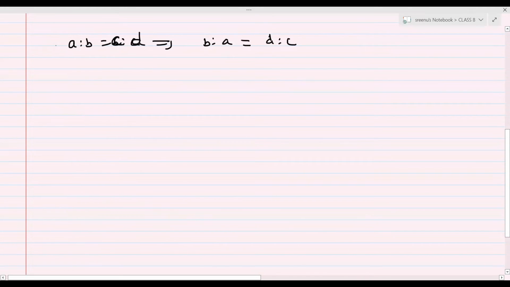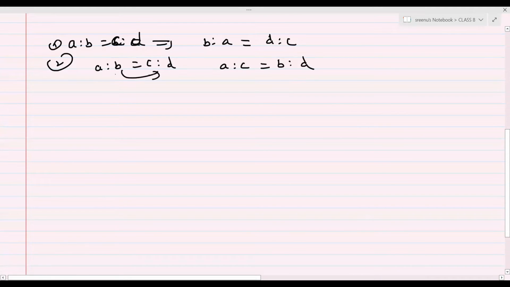This is invertendo. And the second one, alternendo. That is, A is to B is equal to C is to D. Then A is to C is equal to B is to D. Means B and C places we changed. See what is changing here? Here the means places changed.